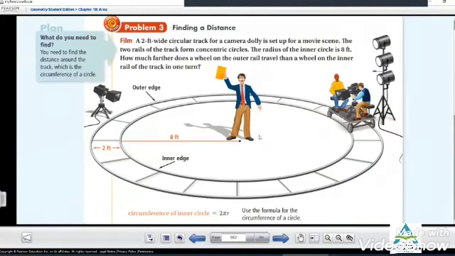The question here, Ahmed: the width of the track is 2 feet. Can you see my cursor here? 2 feet. The distance between the inner circle and the outer is 2 feet. So one wheel is on the inner one and the other wheels are on the outer one.